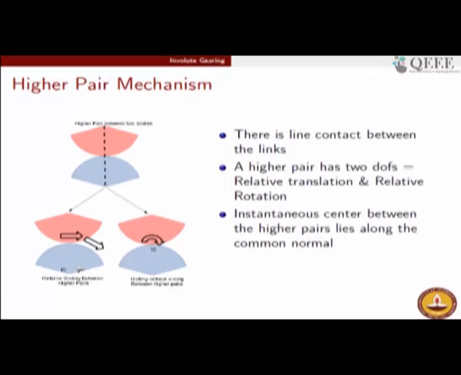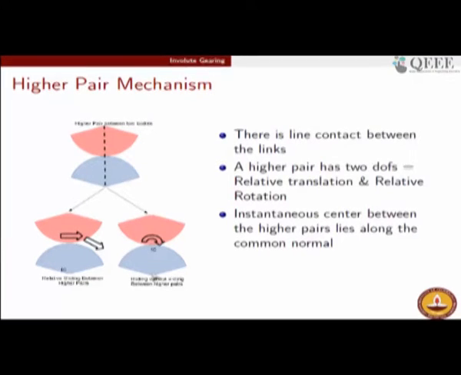That is because any arbitrarily shaped object can be approximated, in an infinitesimal sense, as a circular shaped object. So, using all these concepts we arrive at a very crucial result, which says that the instantaneous center between the higher pair lies along the common normal between the interconnecting bodies which form the higher pair. So, here we have these two bodies which are forming the higher pair.